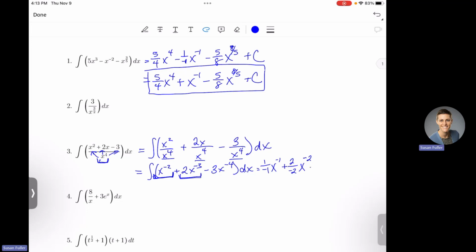And then we'll do this again, minus 3 times x to the negative 4 plus 1. I'm adding 1 to my exponent. I get negative 3. And then I need to divide by that new exponent, which is negative 3. Because this is a general antiderivative, don't forget your plus c. And then we'll just simplify this quick. 1 divided by negative 1 is negative 1. X to the negative 1 minus 1 x to the negative 2 plus 1 times x to the negative 3. And again, we have a plus c out here.